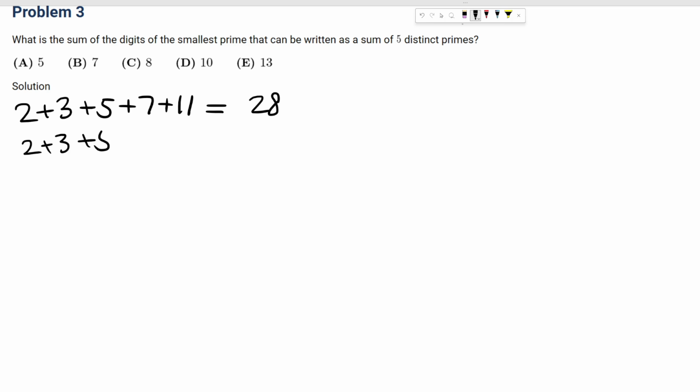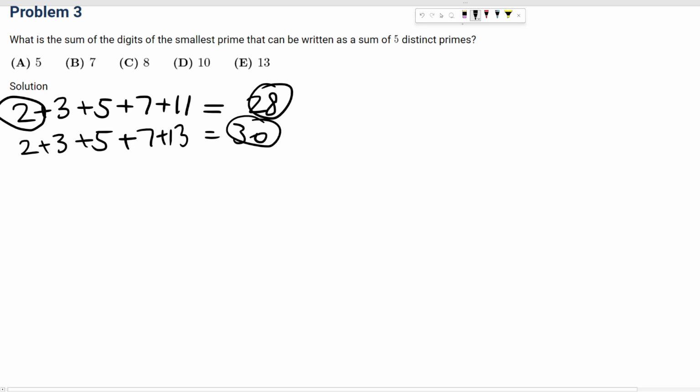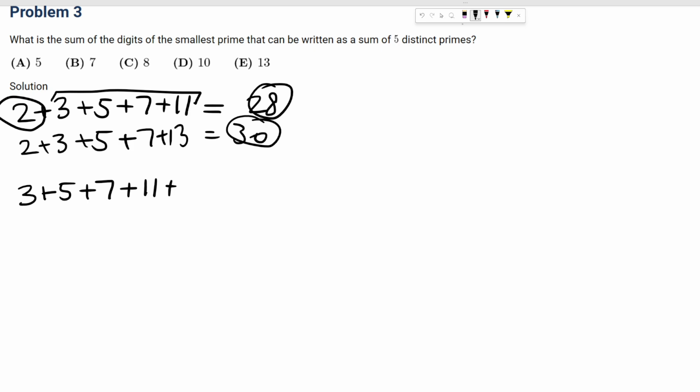So, let's try to make this a little bit bigger. You'll notice something's wrong because these are all even numbers. We cannot have 2 as one of our primes because 2 is the only even prime. So if we add the 4 other numbers together, we have to add 4 odd numbers together, which is going to be an even sum, which means our sum will always be even, which means that we have to use the 5 smallest primes not including 2. Let's try 3, 5, 7, 11, 13.